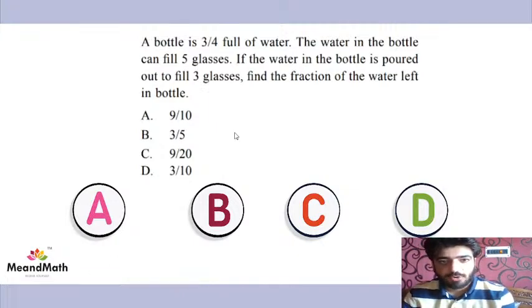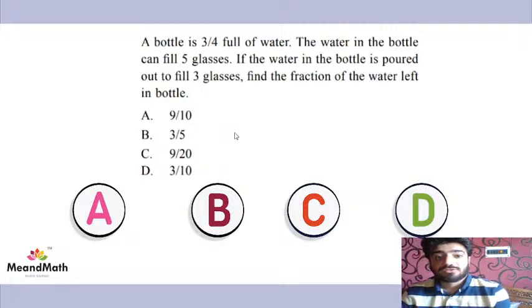Tell me, a bottle is 3 by 4 full of water. The water in the bottle can fill 5 glasses. If the water in the bottle is poured out to fill 3 glasses, find the fraction of the water left in the bottle. So a bottle is 3 by 4 full of water. Okay, so 3/4 of the bottle is filled. If the water in the bottle can fill 5 glasses, all right.